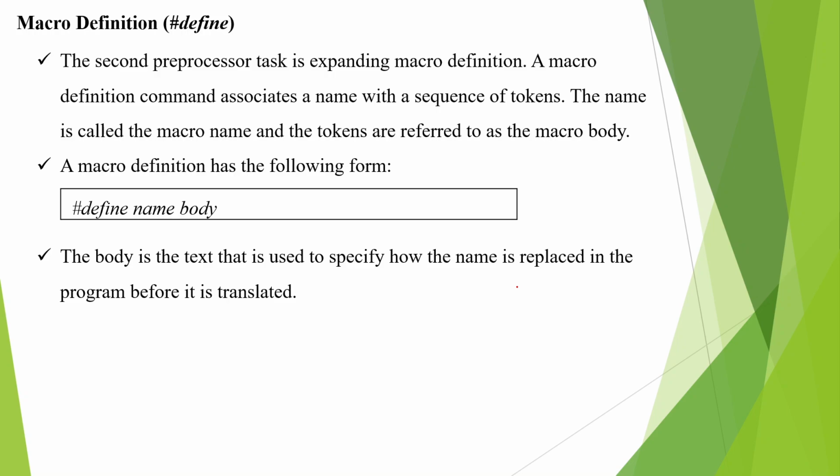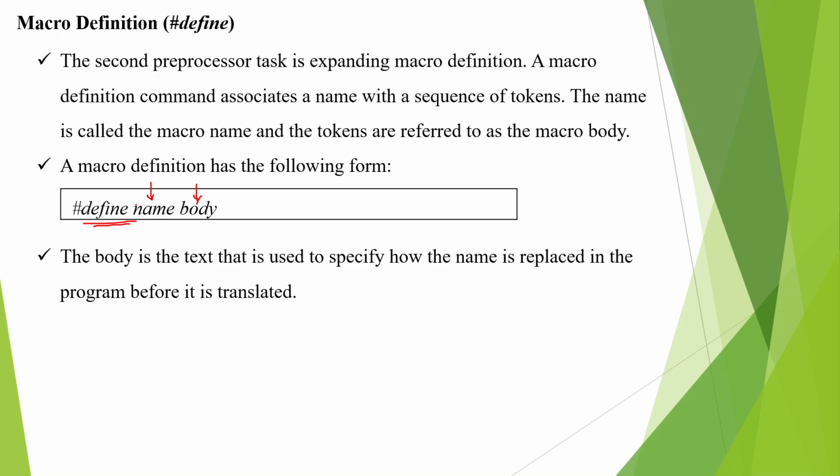Here you can see the syntax, how a macro can be defined in your C program. First we have hash define. This is the keyword we use to create the macro. Then we have to give the identifier, the name, for whatever definition you want to keep. Then you supply the body.